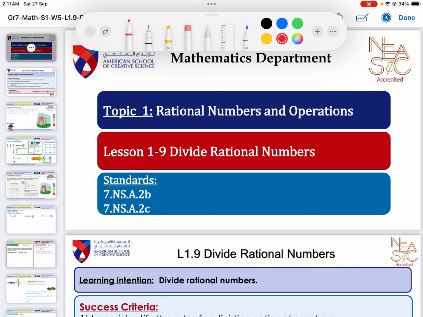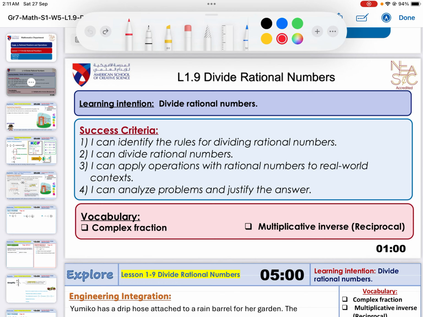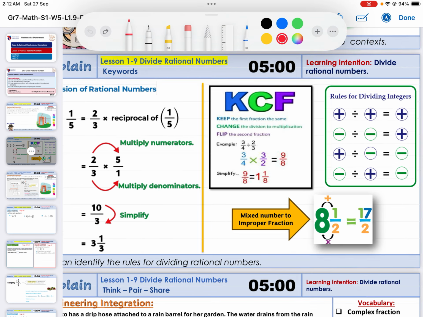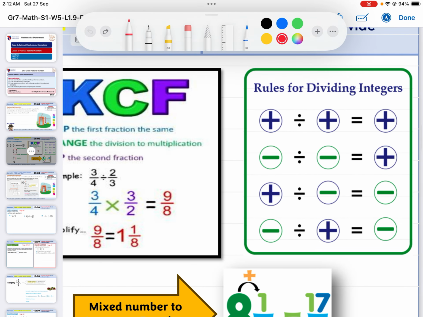So let's start today. Now we're going to be learning about dividing rational numbers. That will be lesson 1.9, grade 7. Okay, so the learning intention of today's class is to divide rational numbers using, of course, you need to apply first the rules of dividing rational numbers.